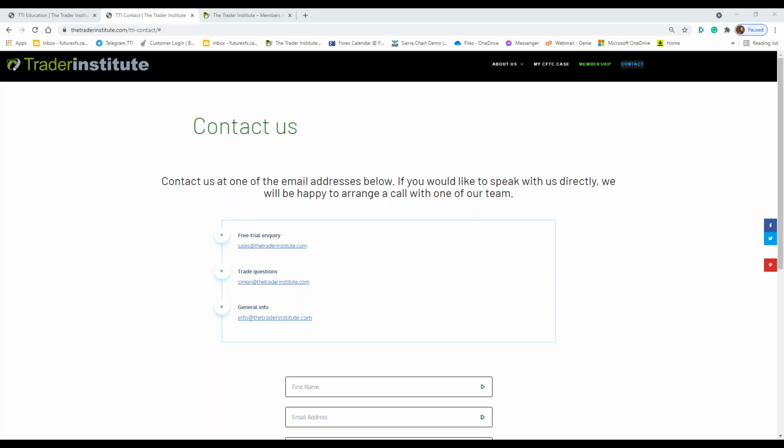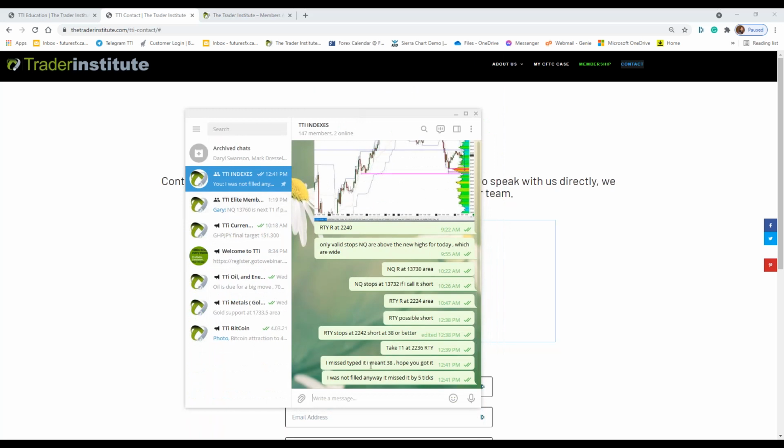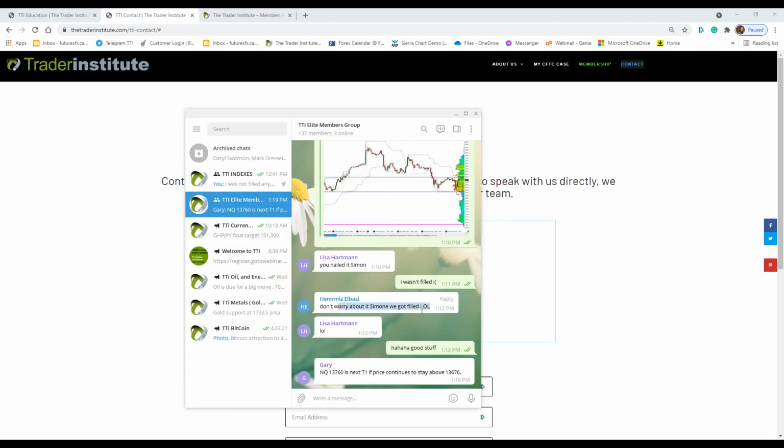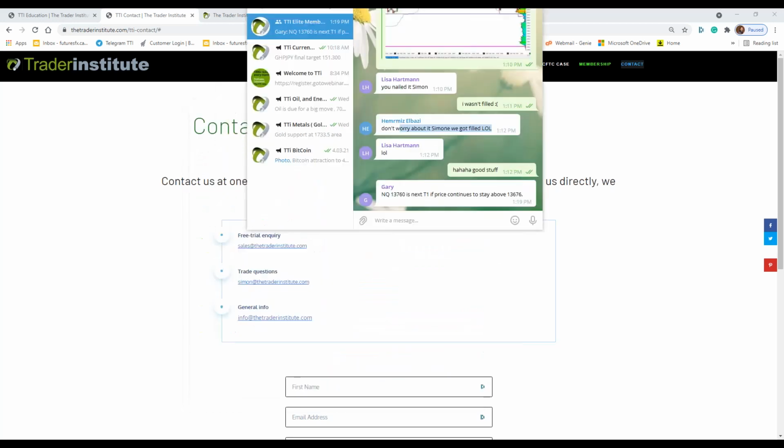How many students do not execute or replicate? It depends. Some students still need some help, but usually, for example, here I said I missed the RTY. I was not filled. I told them I missed it by 5 ticks. But if you see, Hermes here says no, we got filled. So it depends on the member.